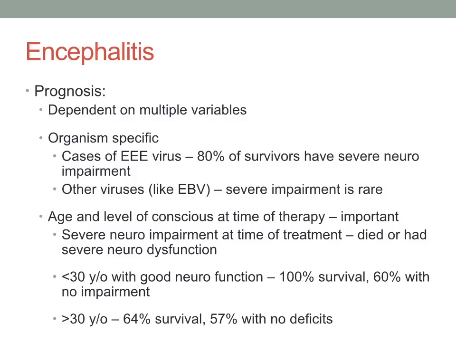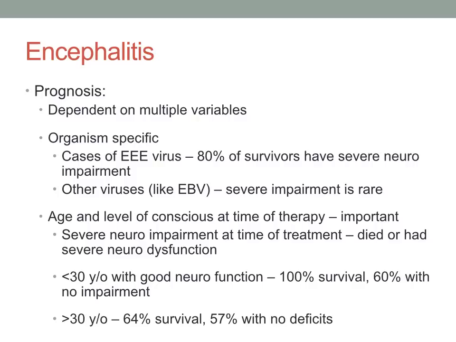Prognosis really depends on a whole bunch of stuff. I can tell you right now, patients who come in with an altered mental status have a poorer prognosis than somebody who's alert and oriented. With the EEE virus, 80% of survivors have severe neuro impairment. These types of arboviruses cause severe neuro impairment. Things like Epstein-Barr can, but it is rare.